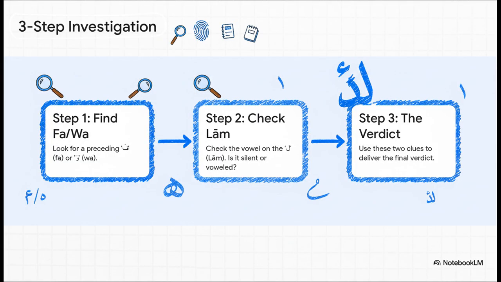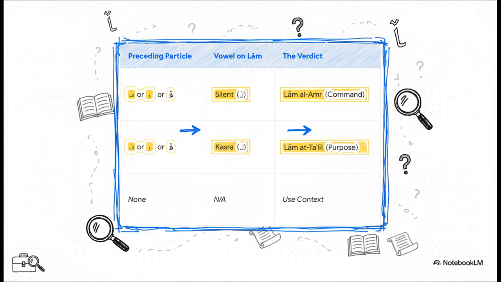Our whole investigative process boils down to 3 simple steps. Step 1. You scan the scene for a fa or a wa right before the lam. Step 2. You check the lam itself. Does it have a vowel or is it silent? And step 3. You take those 2 clues, put them together, and deliver the final verdict. That's it. And this table right here, this is your smoking gun. It's that simple. If you spot a fa or a wa, and it's followed by a lam with a sukun, so it makes a silent ul sound, boom, you're looking at the lam of command.